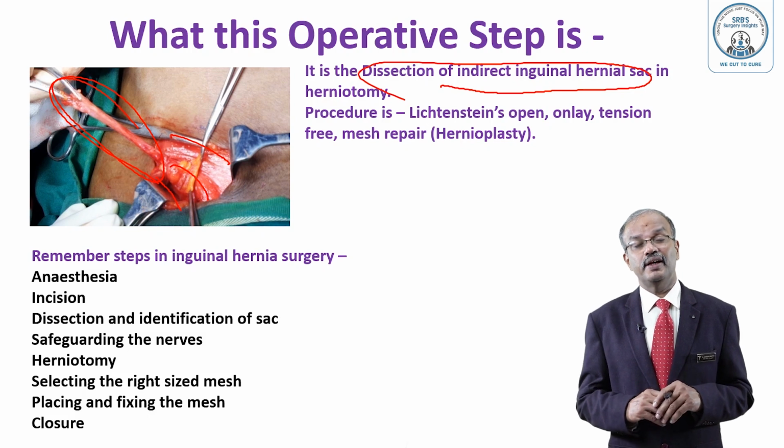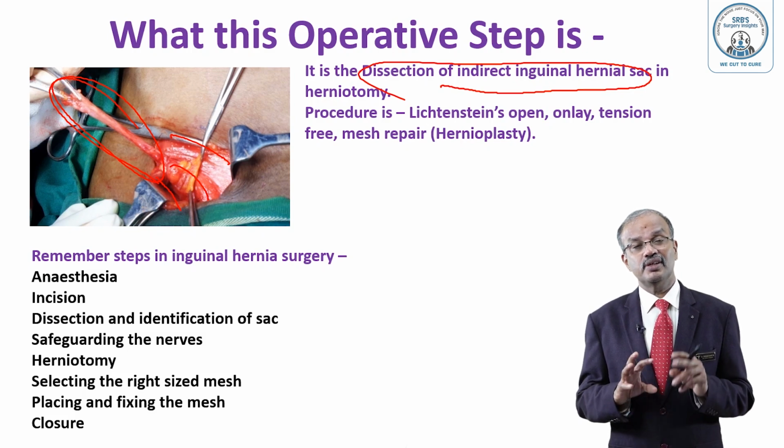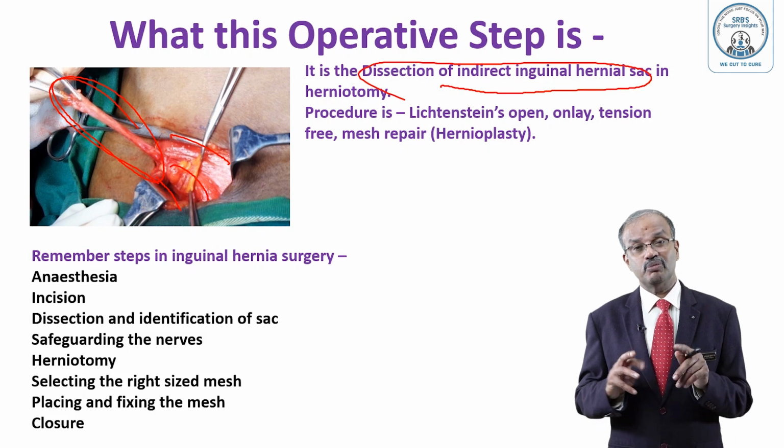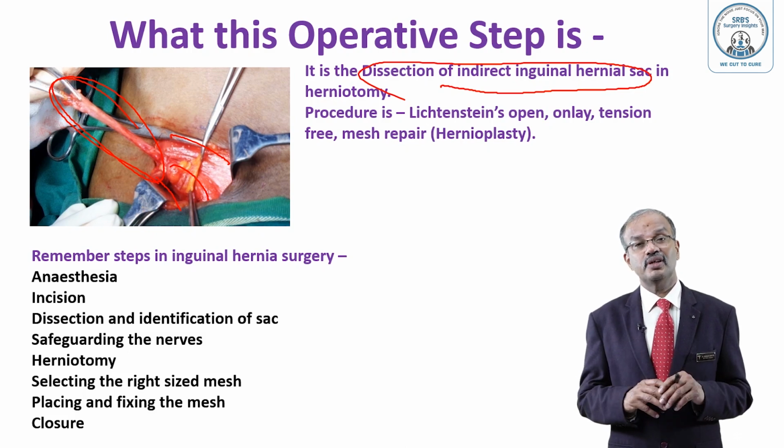Once you identify that, you can see the ilioinguinal nerve, which is in the inguinal canal, not inside the cord. Cremasteric muscle has to be opened up, then you can see the cord with the sac. Indirect inguinal hernia sac is anterolateral. It has got a fundus, body, and neck. It is pearly white in color.